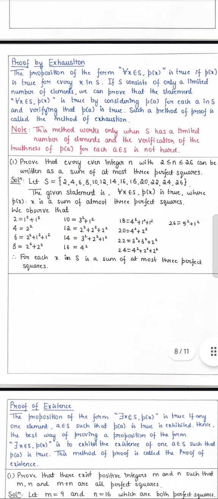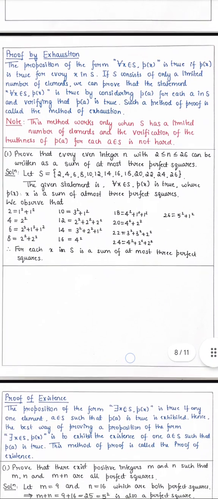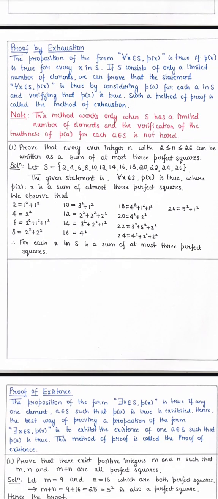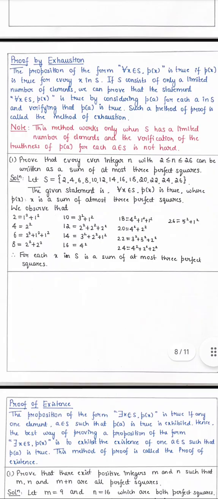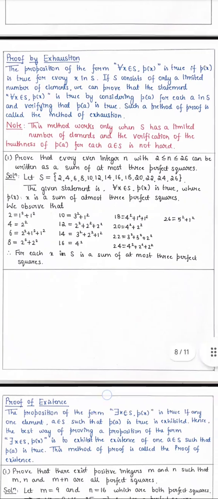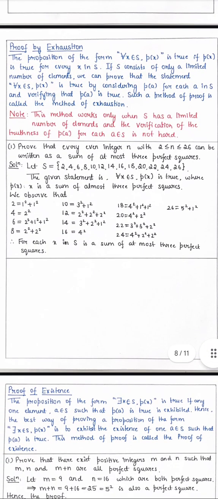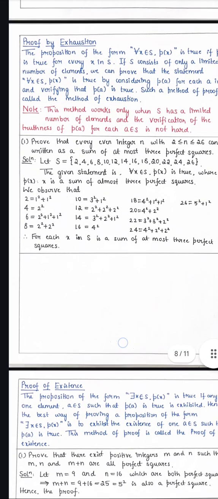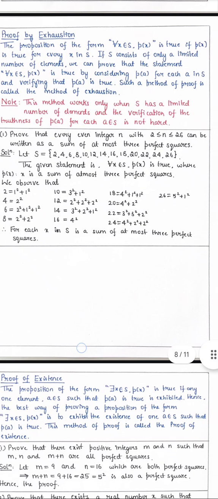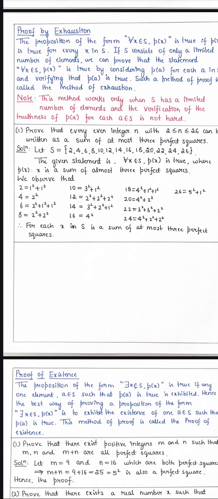Proof by exhaustion. A proposition of the form "for every x belongs to S, p(x) is true" is true if p(x) is true for every x in S. If S consists of only a limited number of elements, we can prove that the statement is true by considering p(a) for each a in S, verifying that p(a) is true. Such a method of proof is called the method of exhaustion.